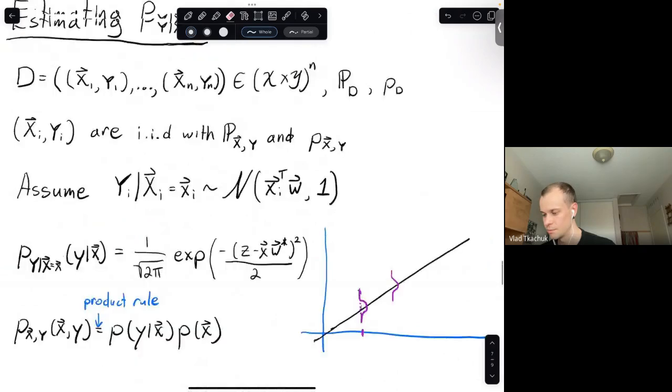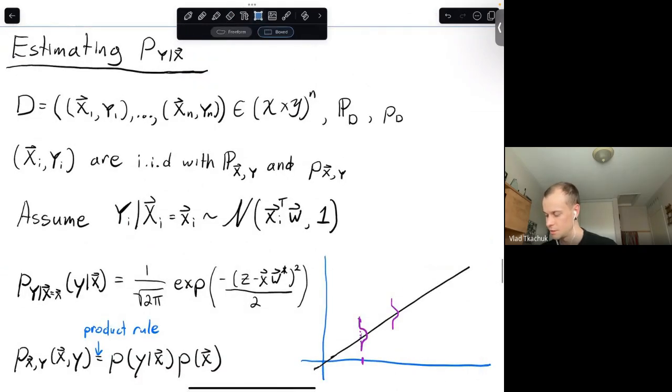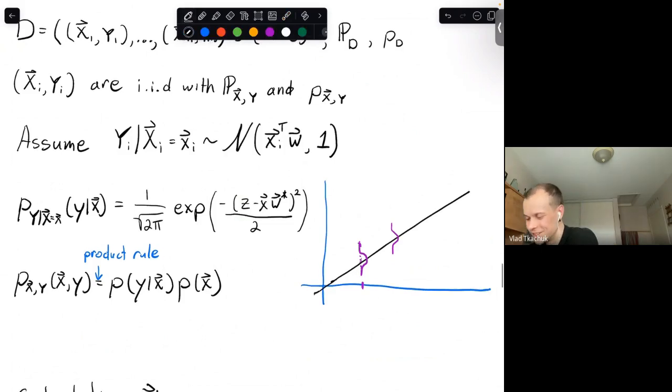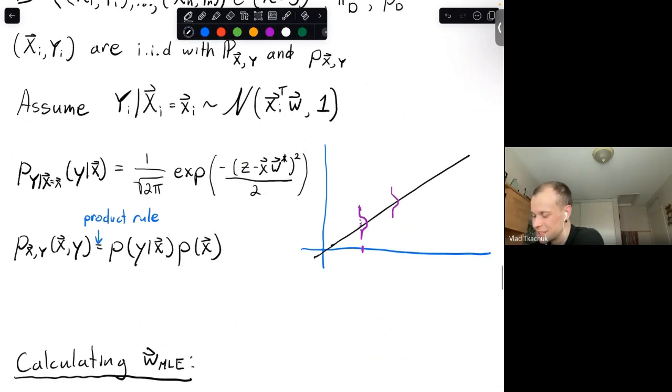Okay, let me fix something. What's Z here? There's no Z here, right? So you might remember the Z is the random variable, and the random variable here is Y. And for each X, the mean changes. So this part was all fine, but the Z here should be Y. Remember this Y here is the random variable. It's changing for each one of the X's. So that's representing the Z here.